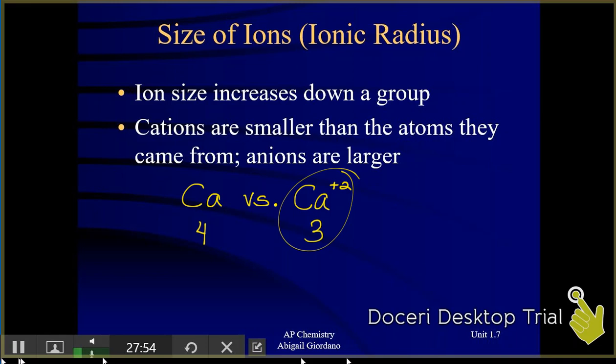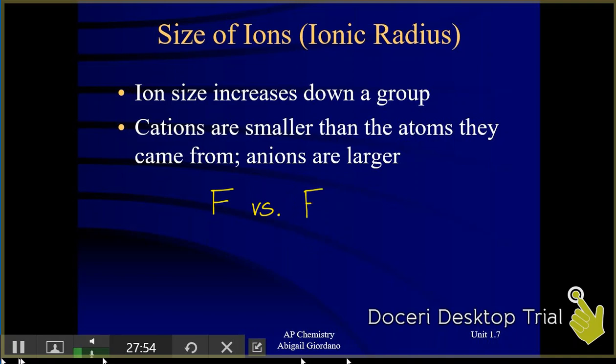Okay, let's talk about anions. How about I ask you to compare these two? This one's a little trickier. Fluorine has 2 energy levels. Fluorine with a -1 charge, what happened? It gained 1 electron, now it has 10 electrons, and that also has 2 energy levels.